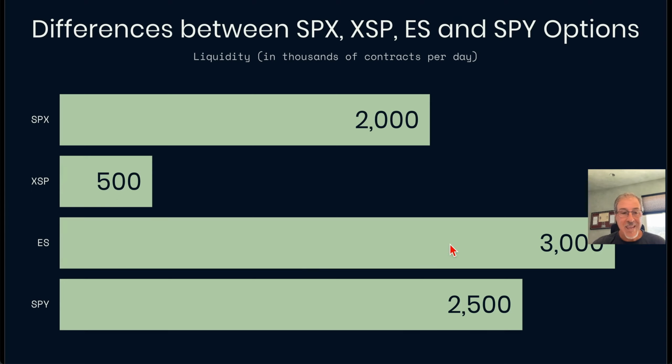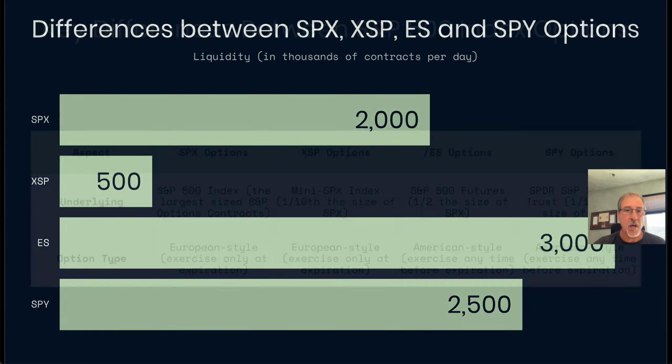And then we have ES, the ES futures. Of course, they're highly liquid. And of course, SPY is highly liquid. So in general terms, I would say these three are pretty darn liquid. This one at this point is not. That does not mean that won't change over time, but right now it just hasn't caught on.